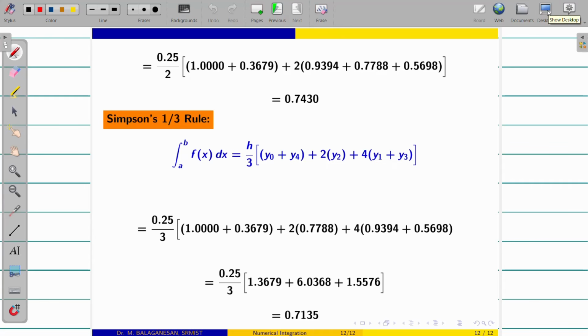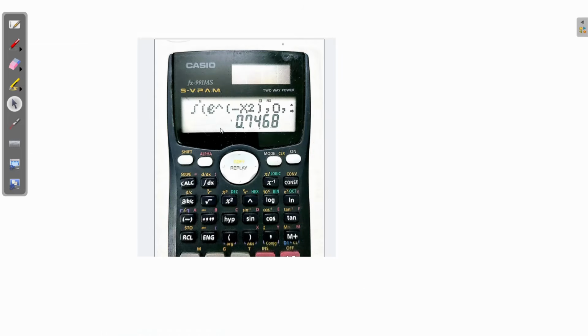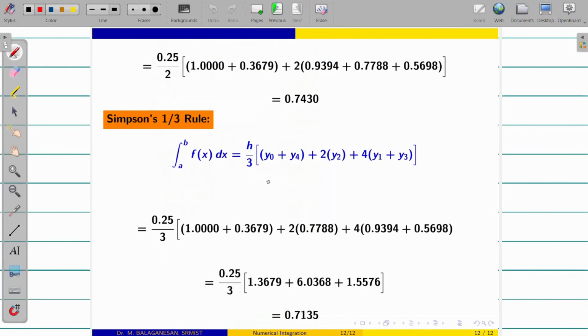Already we checked the result: 0.7468 is the exact answer, guys. Whatever you find in the calculator is the exact answer. In the numerical methods, trapezoidal, Simpson one-third, Simpson 3/8, whatever you find is an approximate one, nearer to the exact; we are getting 0.71.